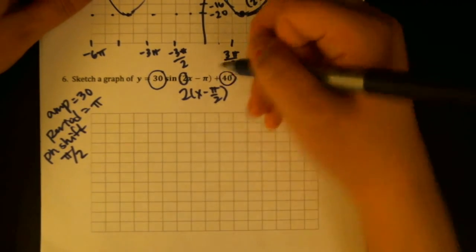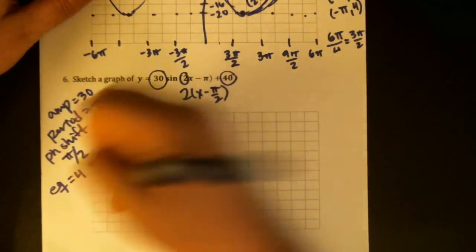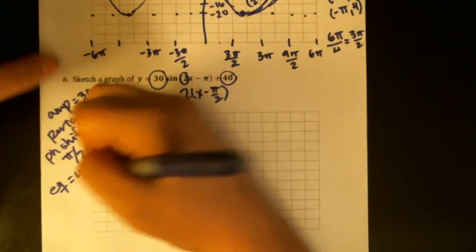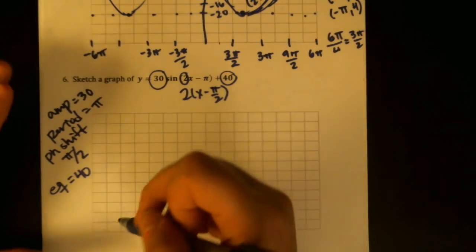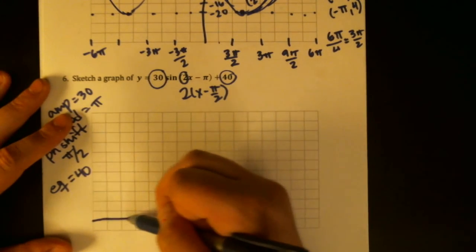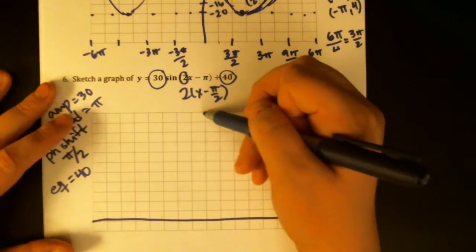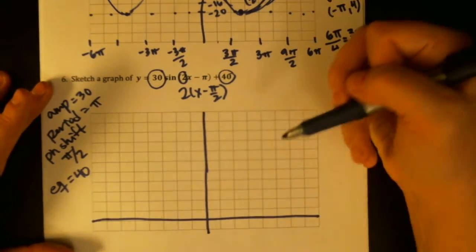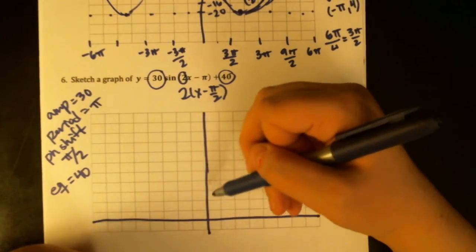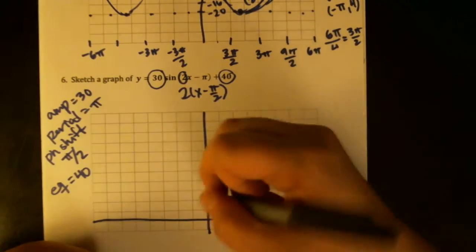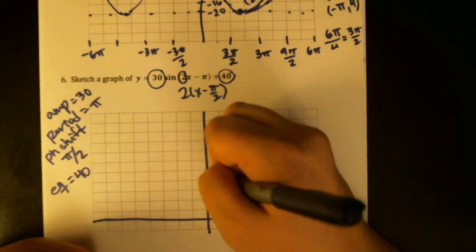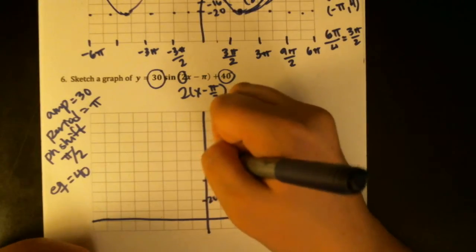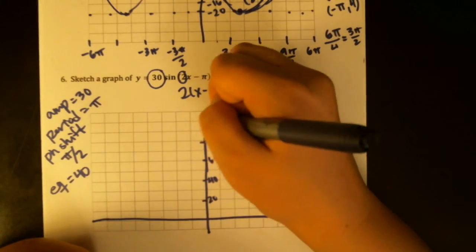And then it looks like my equilibrium is going to be up at 40. So we're going to start with the middle y values being 40, and we're going to go up and down 30. So the top should be at 70, and the bottom should be at 10. I'm going to put my x-axis way down low. Okay, so we'll just make them 10. So if this is 20, 40, 60, 80.